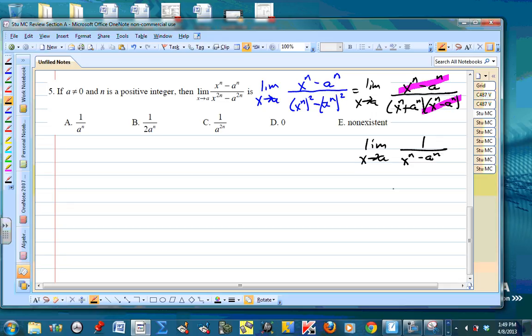And now we can use direct substitution, and this is going to be 1 over, replace x with a. Oops, that's a plus. I'm sorry, I said minus, I meant plus. See right there? There's the plus. All right, a to the n power plus a to the n power equals 2 a to the n power. This matches option letter B.